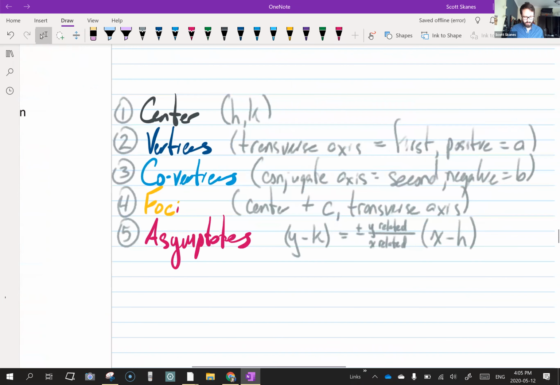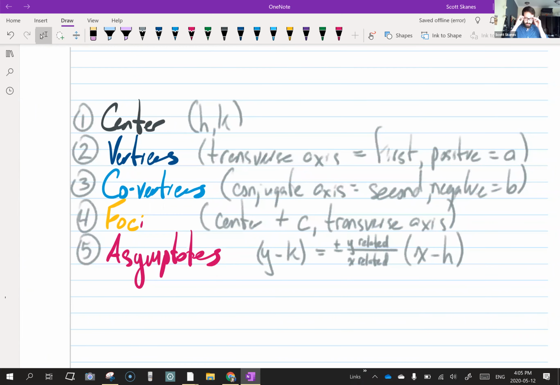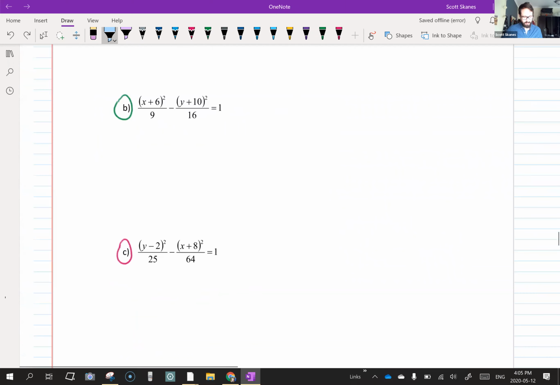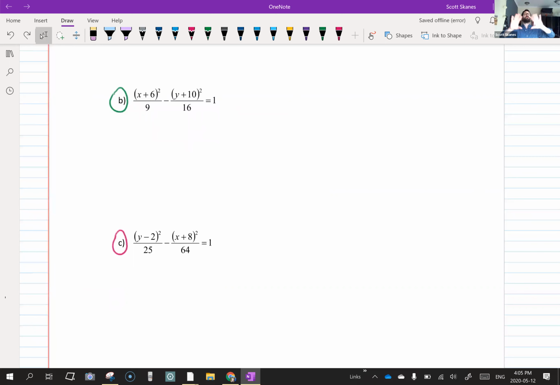let me just remind you before we start. You can take a picture of this or a screenshot or whatever you need to do. The 5 things we're looking for: center, vertices, co-vertices, foci, and asymptotes. And finally, what does each thing mean? Well, the center is the center. The vertices are the transverse axis related to A. Notice it says first, it's the positive one, and it gives us A. The next one is second and negative. We'll see how all these things connect in a second. Okay, so that's my spiel. Allow me to start and give you the full picture.